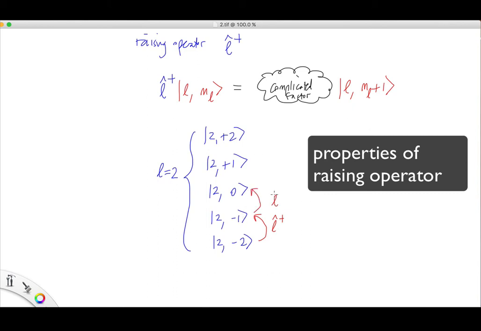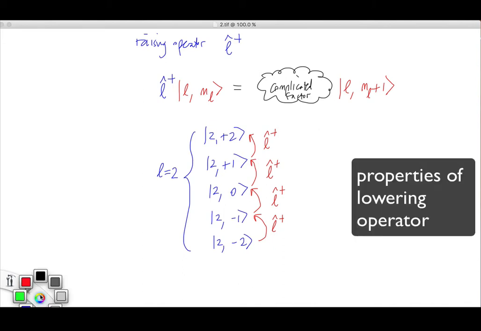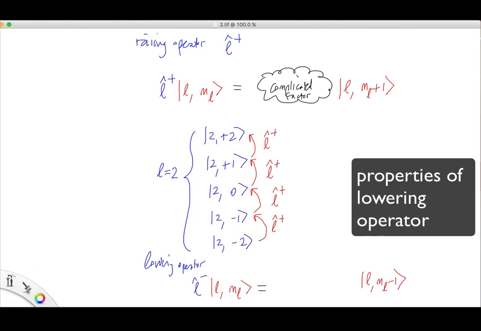If it's applied to 2 minus 1, we get 2 0 and so on. So the L plus operator can be used to walk between these states. Similarly, the L minus operator, the lowering operator, when applied to the state ket L ml, generates the state ket L ml minus 1. So with the ml quantum number lowered by 1. And again, this is multiplied by a complicated factor.